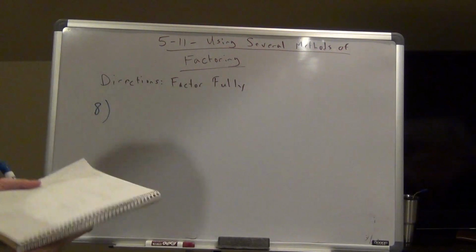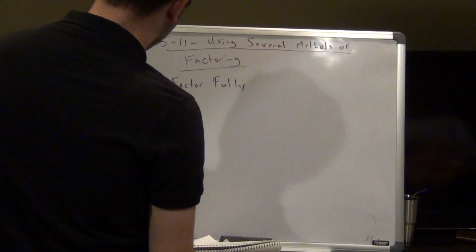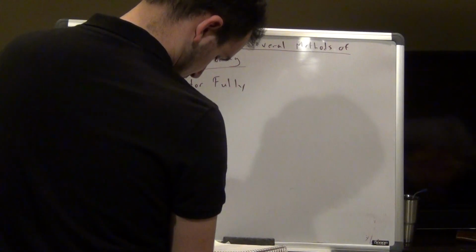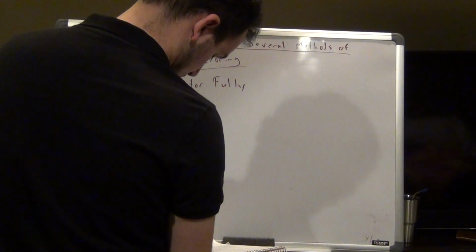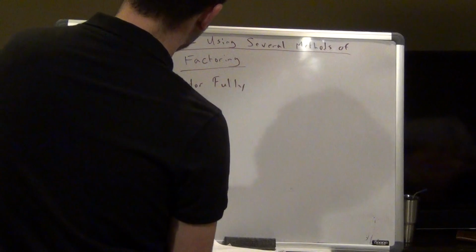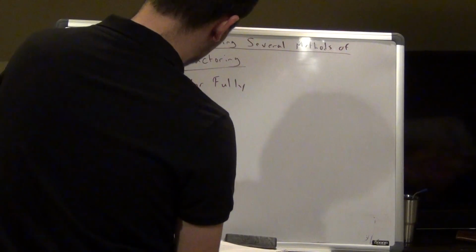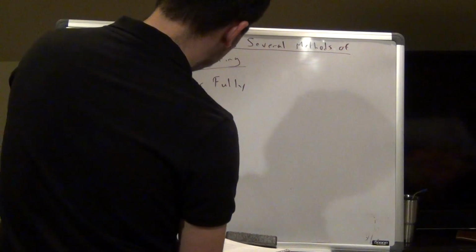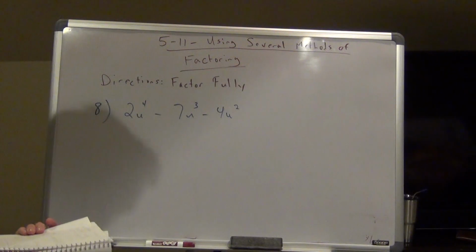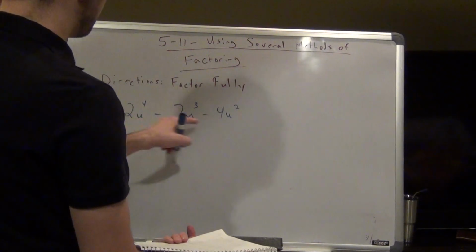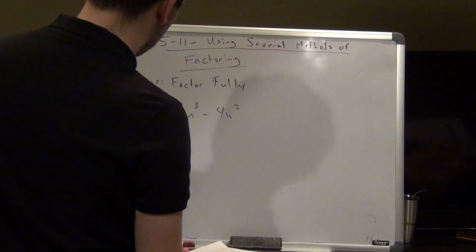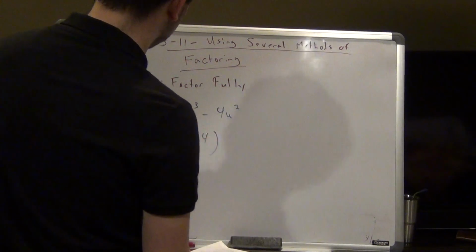Let's say you get 2u to the 5th minus 7u to the 3rd. Actually, let's make this, sorry, let me change this really quick. So 2u to the 4th minus 7u to the 3rd minus 4u squared. Alright? So let's factor this. So they all don't have a number in common, but they all have at least 2 u's, right? So I'm taking out a u squared. So I'm left with 2u squared minus 7u minus 4.